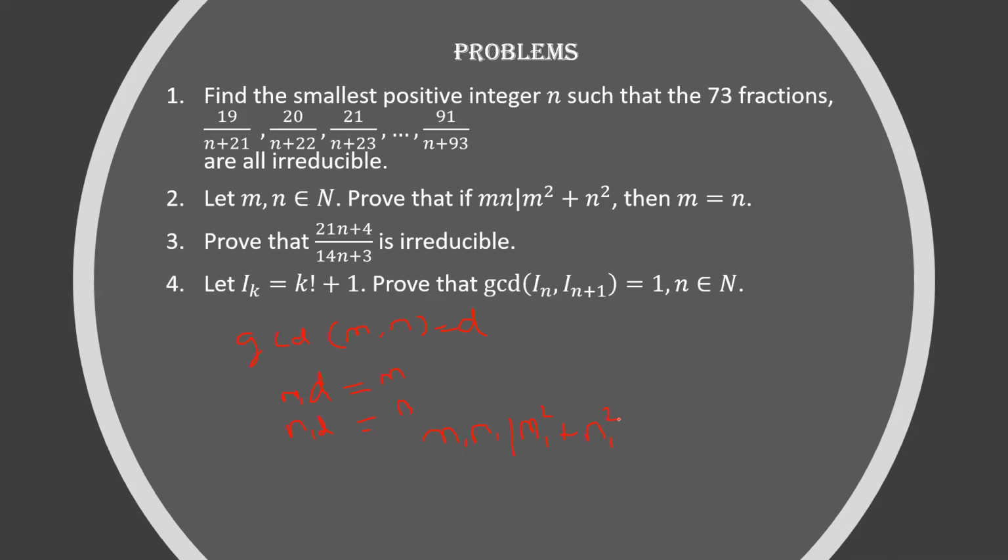Right? How did I get this? You put m equal to dm1, n equal to dn1, so d square m1 n1 divides d square m1 square plus d square n1 square. So d square will get cancelled and you will get this. Now if m1 n1 divides m1 square plus n1 square, it means that m1 should divide this first. If m1 n1 can divide m1 square plus n1 square, it means that m1 must divide m1 square plus n1 square.